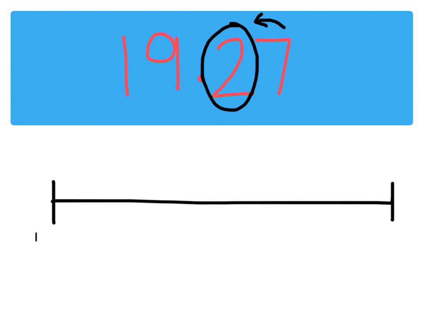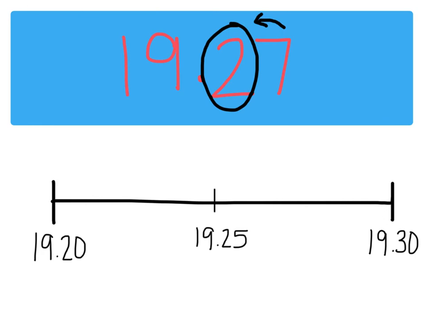At this end would be 19 and 20 hundredths, and at this end would be 19 and 30 hundredths. In the middle would be 19 and 25 hundredths, and I'm going to place 19 and 27 hundredths here. What number is this going to round to? 19 and 30 hundredths.